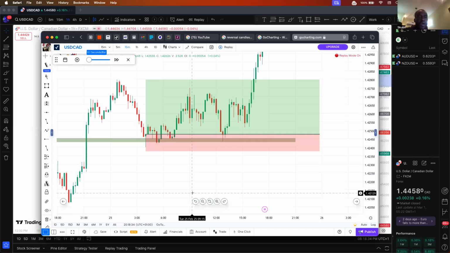So someone asked, what if it didn't create a confirmation candlestick and start to go back up? Yeah, you don't have a trade. There's a reason why that's your confirmation.